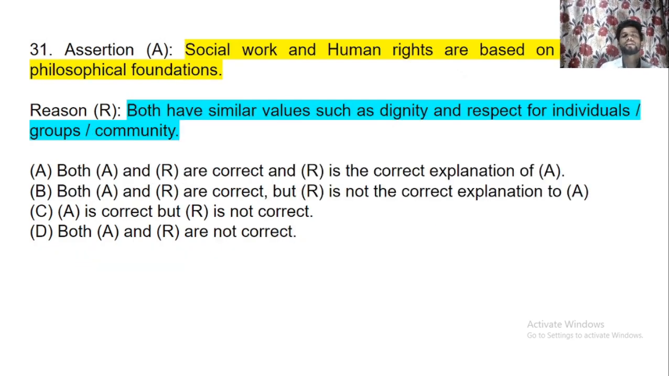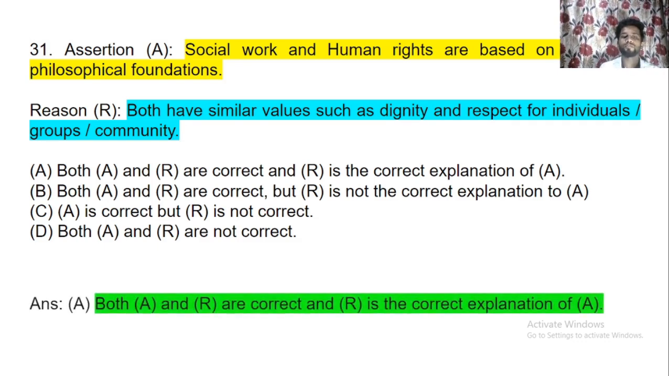Now, social work and human rights are based on the same philosophical foundation. Yes, it's correct, because whatever social work is trying to do is for justice, and justice is all about human rights. Now, both have similar values such as dignity and respect for individuals, groups, and communities. Yes, our first priority is to give dignity and respect to persons, to ensure the dignity of individuals, groups, and communities. So both have the same similarity. So both are correct, and R is the correct explanation of A.